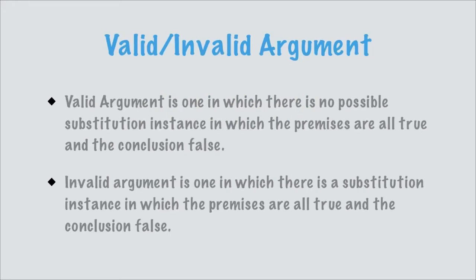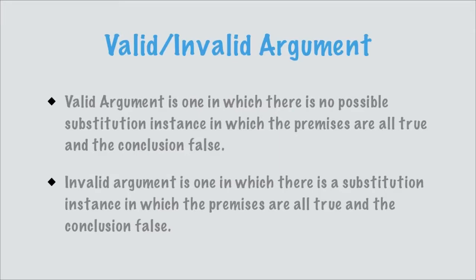When we talk about a valid argument, we've mentioned this before, a valid argument is one in which there is no possible substitution instance in which the premises are all true and the conclusion false. An invalid argument, on the other hand, is one in which it's possible for the premises to all be true and the conclusion false. So if I think of this in truth table terms, what I'm going to look for is an instance, a row in a truth table, in which each of the premises has a true value and the conclusion a false one.